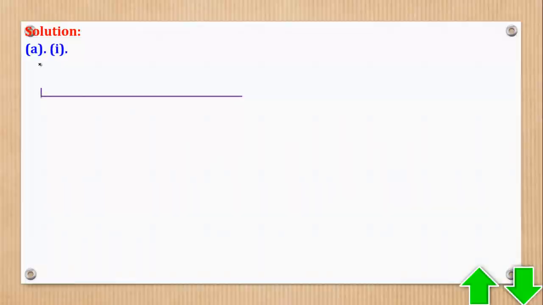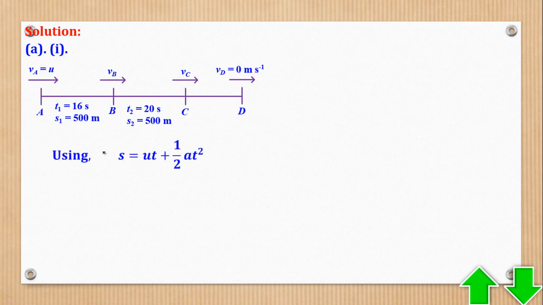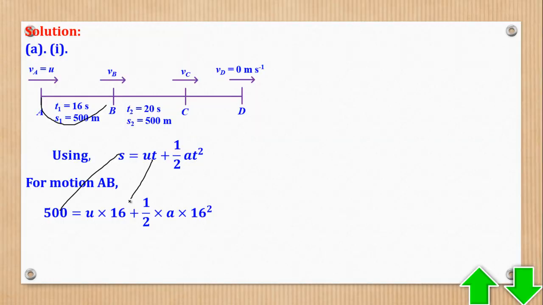So here I need to make a sketch. A sketch will not carry a mark, but it helps you to interpret the question. So that's the first half kilometer, time is 16, distance is 500, half of a kilometer. The next half kilometer, time is 20, distance is still 500. And there's a further distance before it stops, so the velocity is 0. Okay, so we are using the second equation of motion. We shall consider motion AB, where S is 500, T is 16, to give us equation 1.